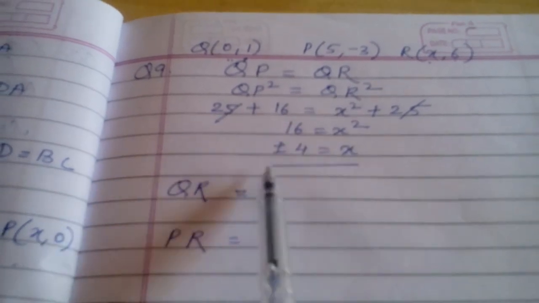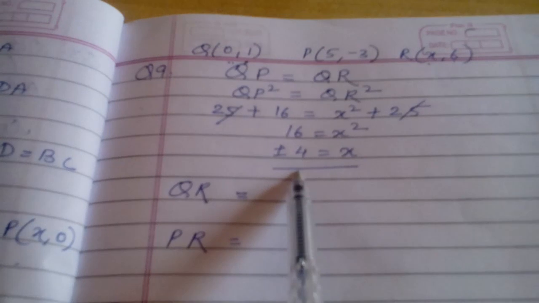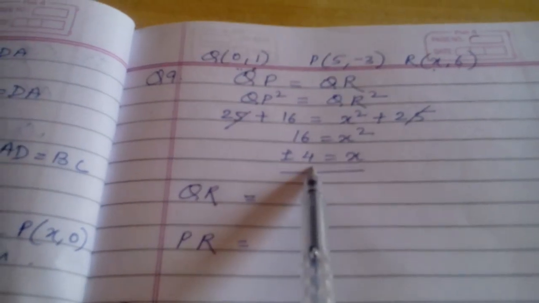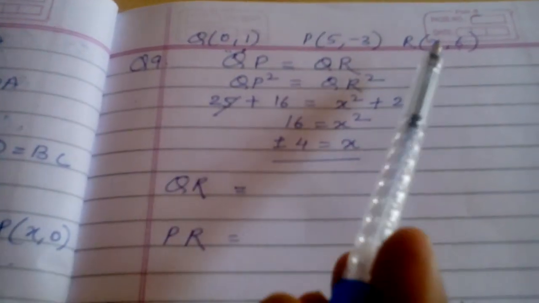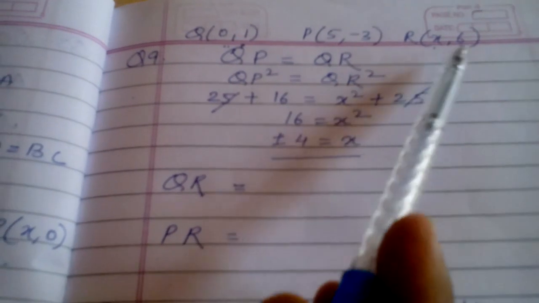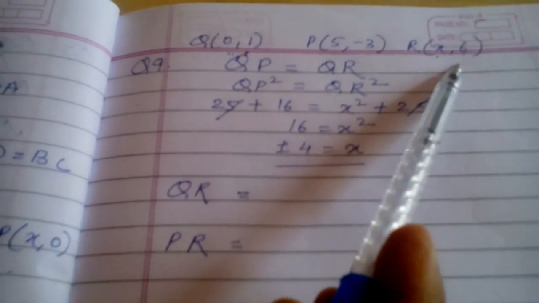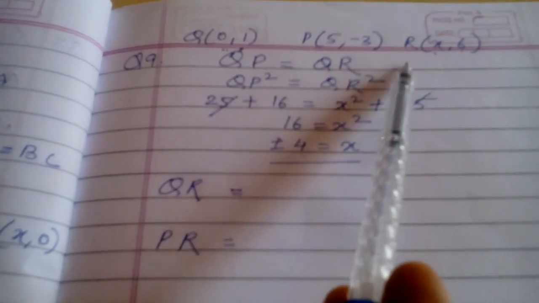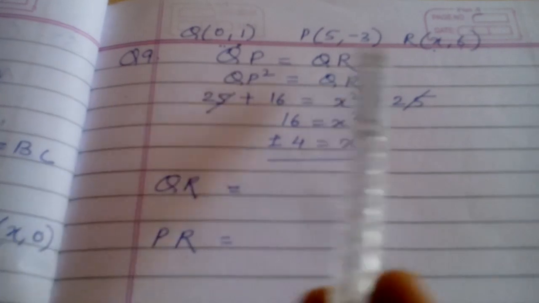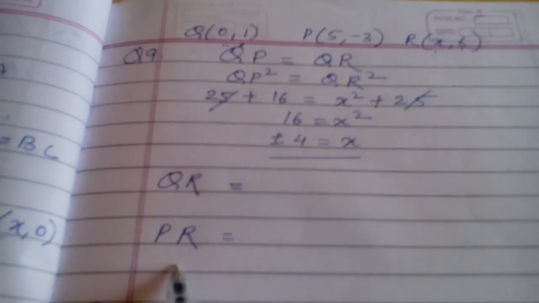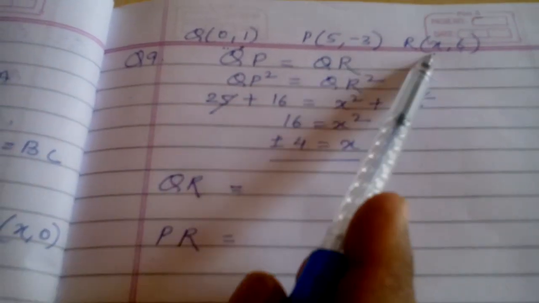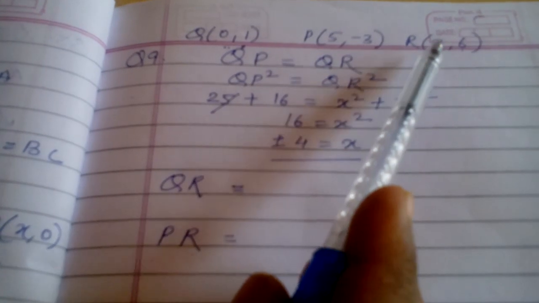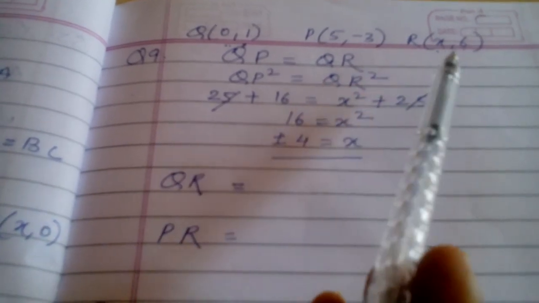Again applying the distance formula, we will get the value of x as plus minus 4. So the coordinates of R will be (4, 6) and (-4, 6). So now we have to find out QR by using the formula, once by taking +4 and second by taking -4. Same we have to find out PR, once by taking +4 and second by taking -4. See the question number 10.